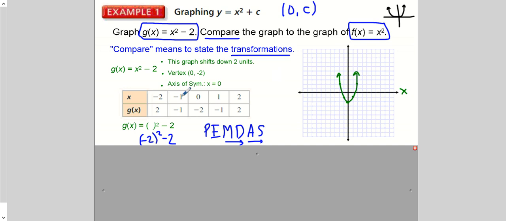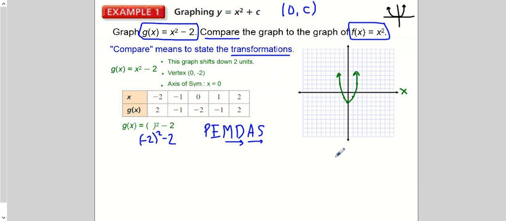Do it again with the negative 1. Negative 1 squared is 1. Minus 2 is negative 1. Now the 0. 0 squared, minus 2. Now the 1. 1 squared, minus 2. And 2 squared, minus 2. Put your points on your graph and connect it. Notice this vertex is now at 0, negative 2. And that's example 1.